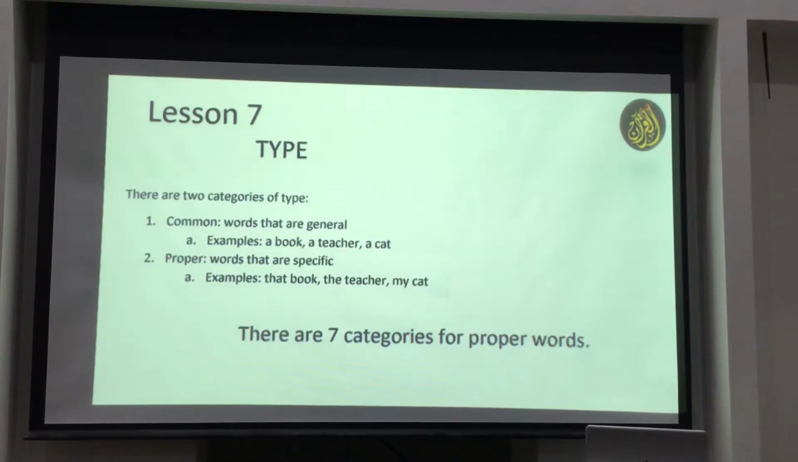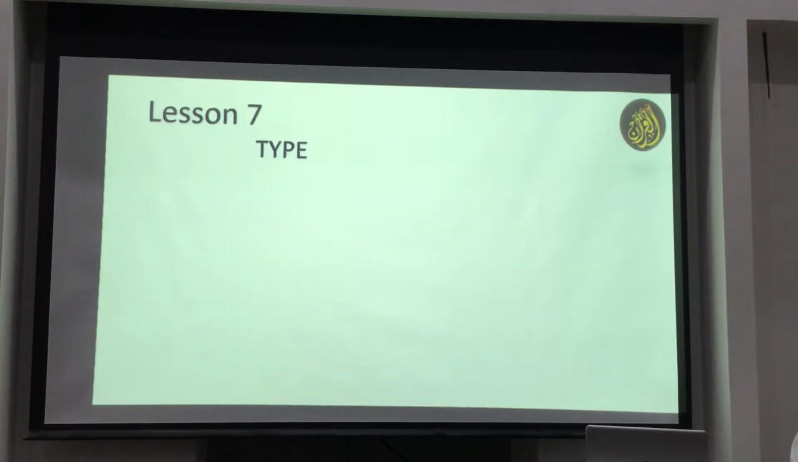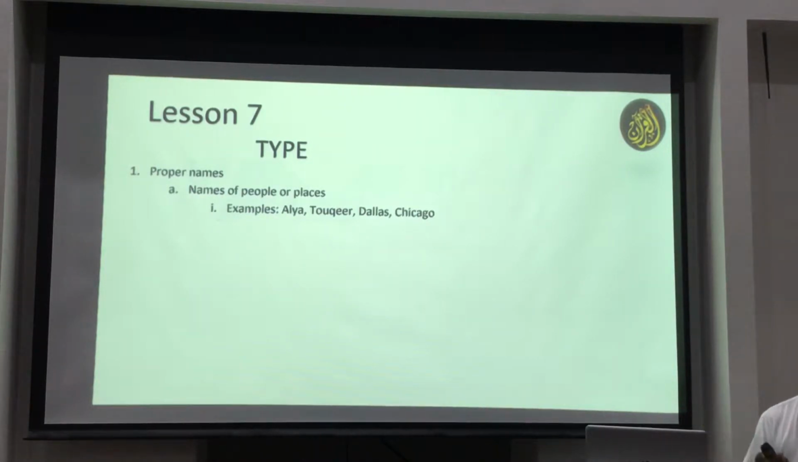So what are the 7 categories of proper words? Let's see the first one. The first one is proper names. Very easy to remember. Anybody's name: Alia, Tawqi, Dallas, Chicago, all this kind of name. Muhammad sallallahu alaihi wasallam, Dawood, Ibrahim, any name in the Quran, all are proper names, because we are talking about that particular person, that particular place. So is masjid proper or common? Common, yes, because it could be any masjid. But if I say Quaker Hill Masjid, then it's proper, because it's Quaker Hill Masjid.